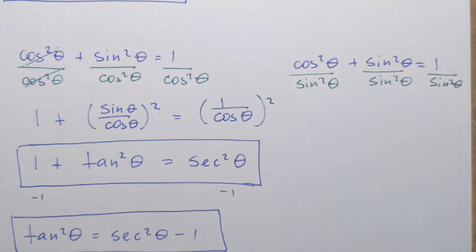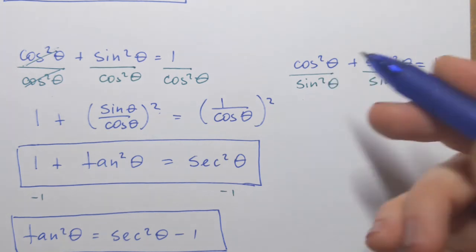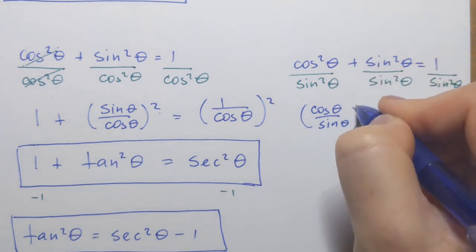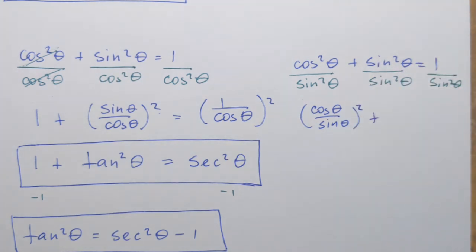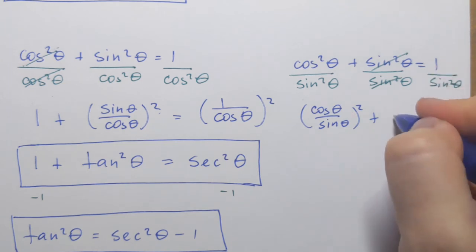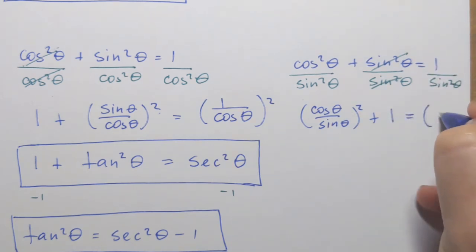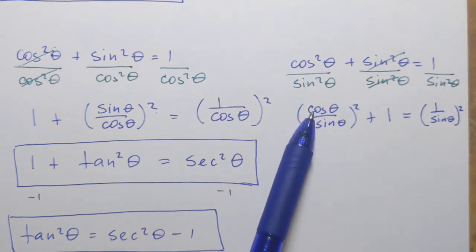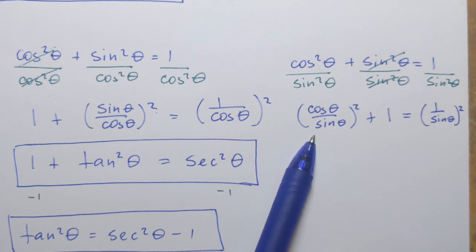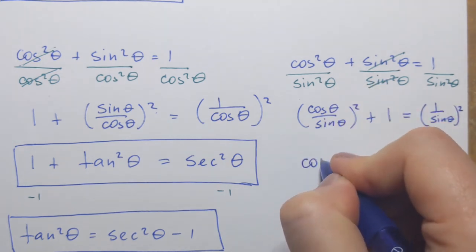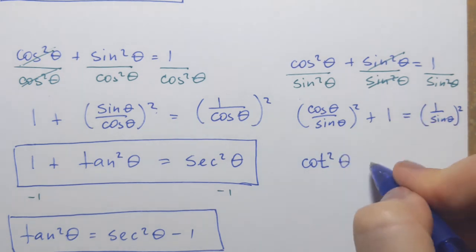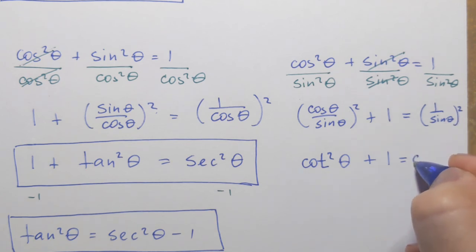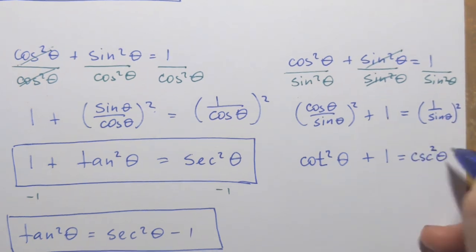Okay, so what do I see here? Cosine squared over sine squared. Well, I can write it as cosine theta over sine theta, squared. Now, next term is 1, right? Sine squared cancels, so I just get 1. And on the right-hand side, I'm going to put it as 1 over sine theta, and then the whole thing is squared, like that. Now, what is cosine over sine? That is cotangent. So here I'll get cotangent squared of theta plus 1 equals, and then 1 over sine, that's cosecant. Oh, and of course it's squared, right?